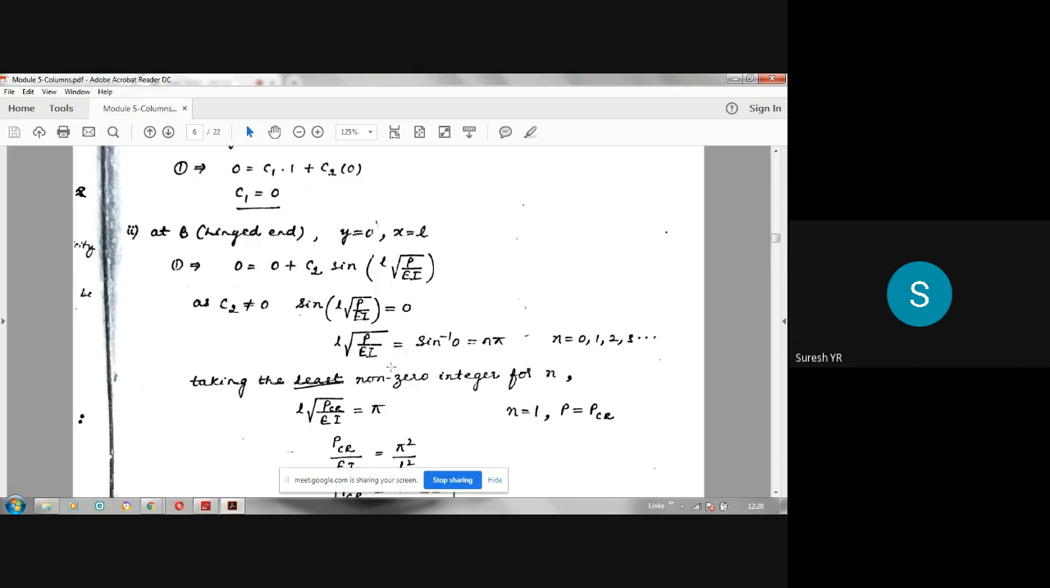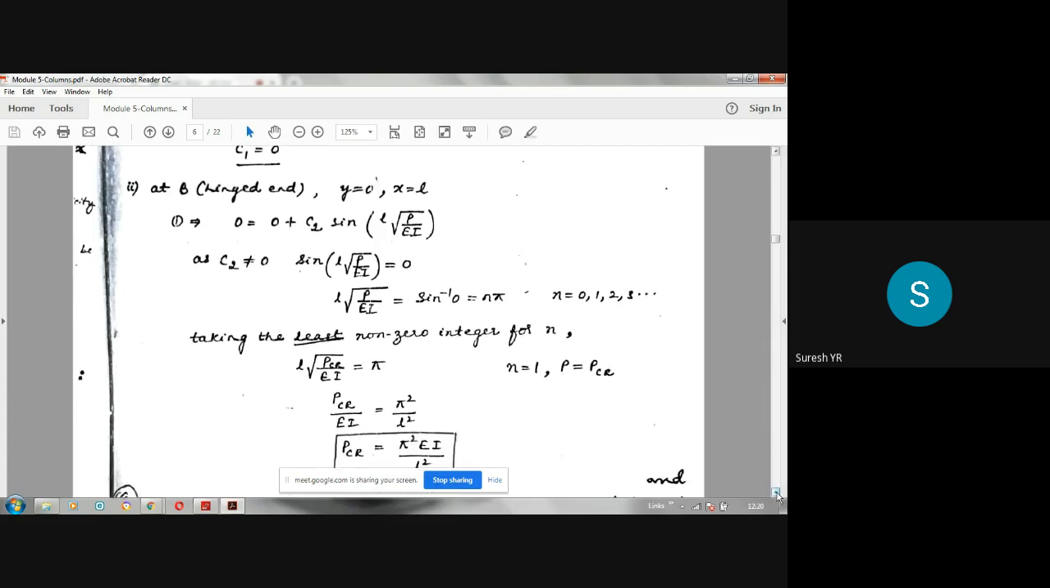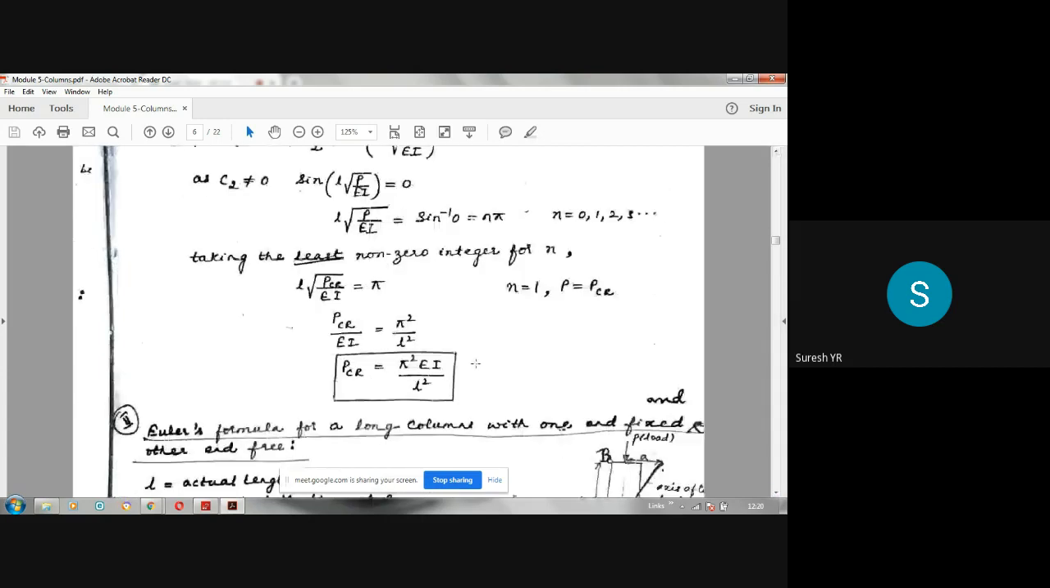So if you put n is equal to 1, then L into root of P, where P becomes PCR now. Please note that P becomes PCR. That is the crippling load. So when n is equal to 1, we take P as PCR. So L root of PCR by EI is equal to pi. Now square both sides and simplify. So you will get PCR as pi square EI by L square. So this is the formula we have to use to find the crippling load. PCR is called the crippling load, Euler's crippling load. This formula is called Euler's formula.